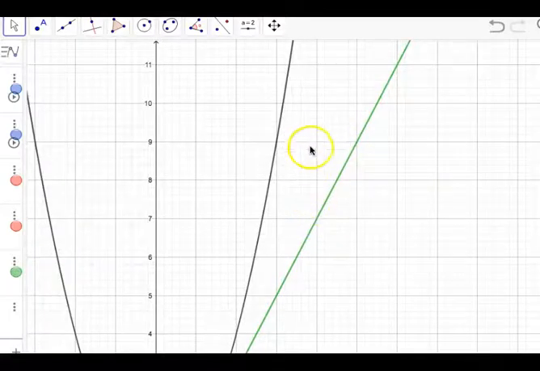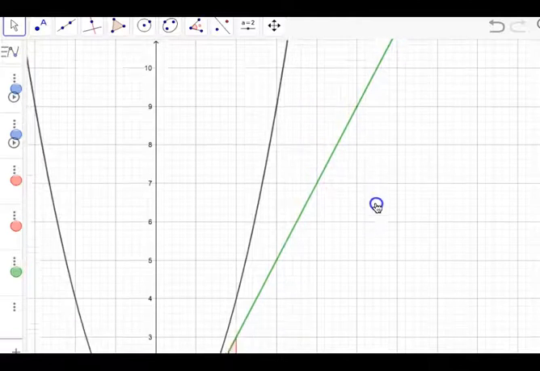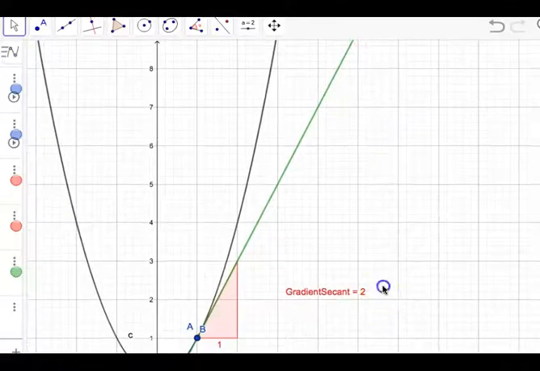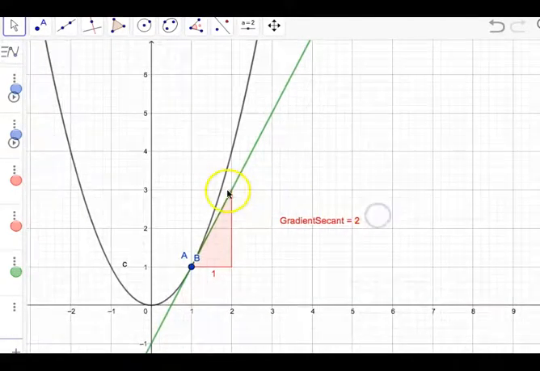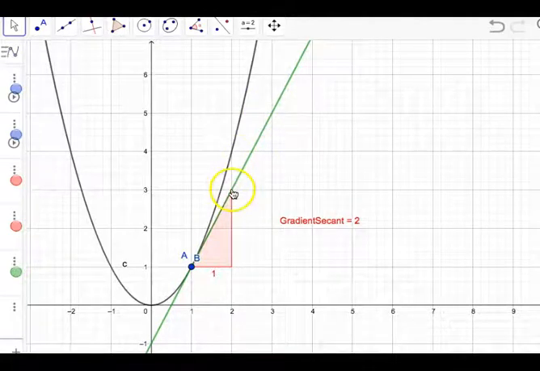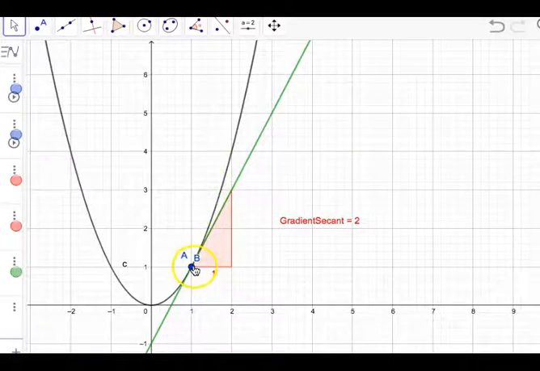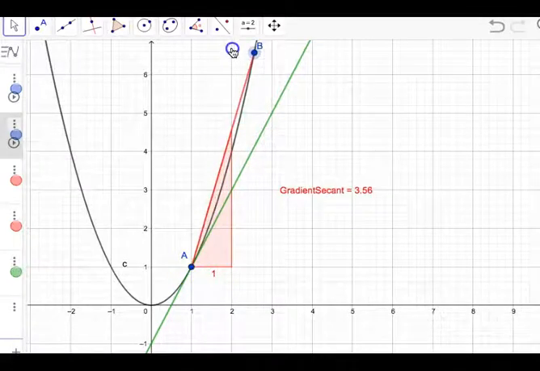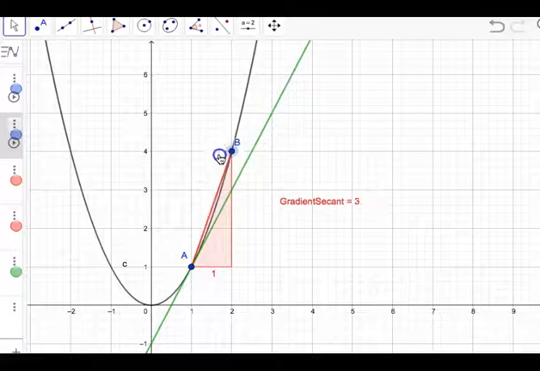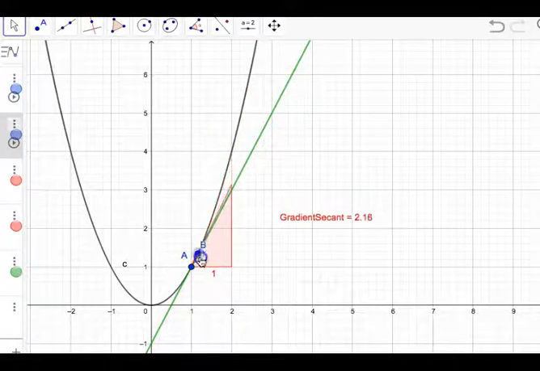What's the gradient of the line? 2 over what? All right, let's do the gradient of the line here from these 2 points. Rise 2, run 1. What's the gradient of the tangent, the green line? 2. So look at the gradient of the secant. Gradient of the secant here was 3.56. It's coming down closer to 2, closer to 2.